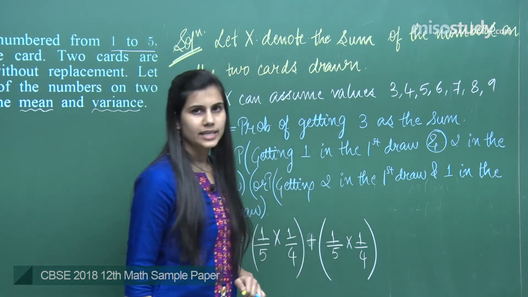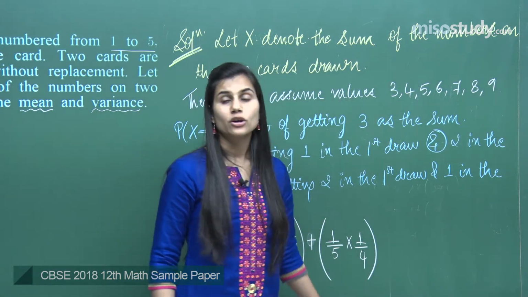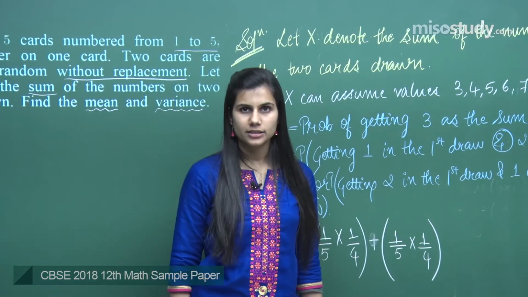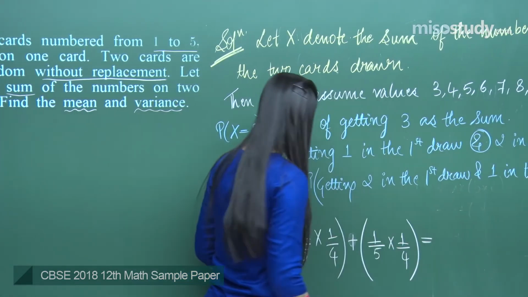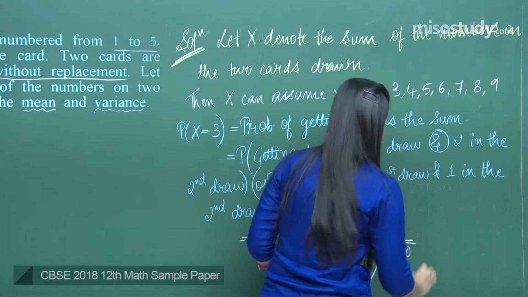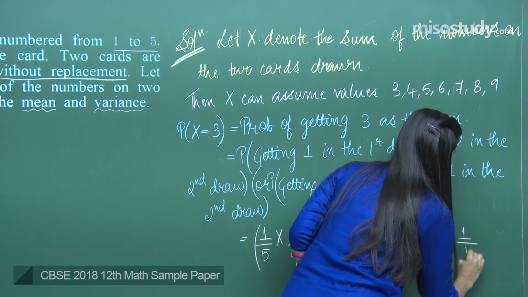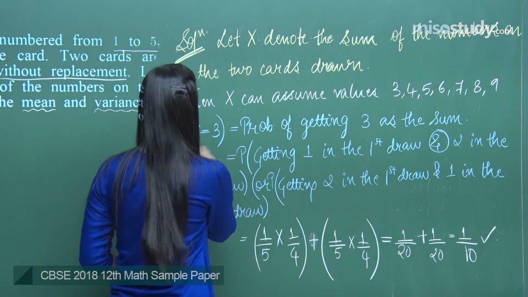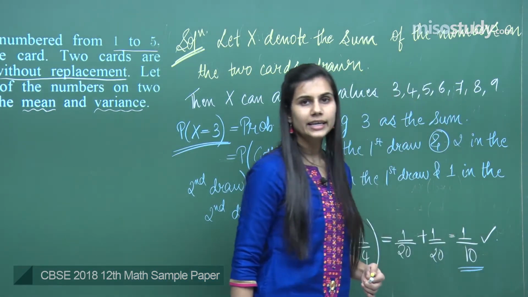and 1 in the second draw. So that makes the denominator 4, 1 less than 5, because I am not replacing my cards. Okay. This brings me to which result? This brings me to 1 by 20 plus 1 by 20, which is 2 by 20, which is 1 by 10. So probability of getting x equals 3 or the sum equals 3 is 1 by 10.